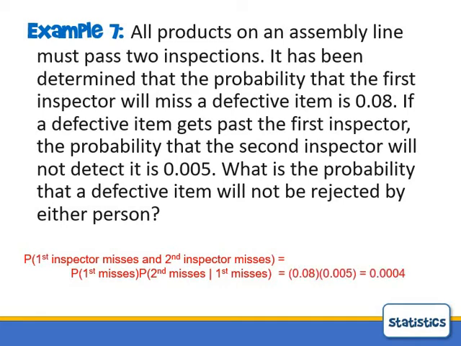So we multiply together 0.08 times 0.005. You get 0.0004. Okay, so only a 0.04% chance if we converted that to a percent. So extremely unlikely. If the company uses two inspectors, they're going to catch almost all of the defects that come through.